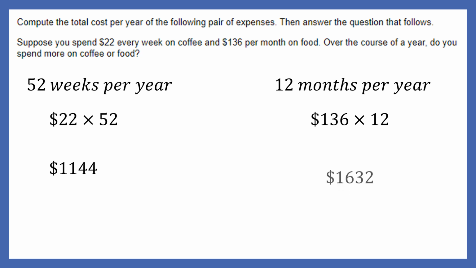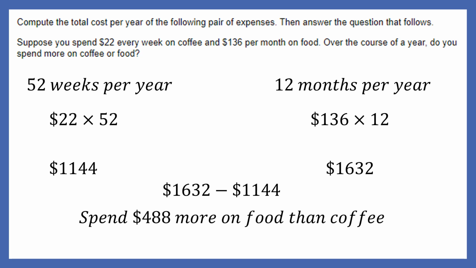When I multiply those out, now I'm comparing the same time scales. They're both per year. So now when I compare it, I can subtract and find out how much more am I spending on food than coffee. And so in this case, I'm spending $488 more on food than coffee per year. Now that we have it in the same time scale, it makes it a lot easier to compare.